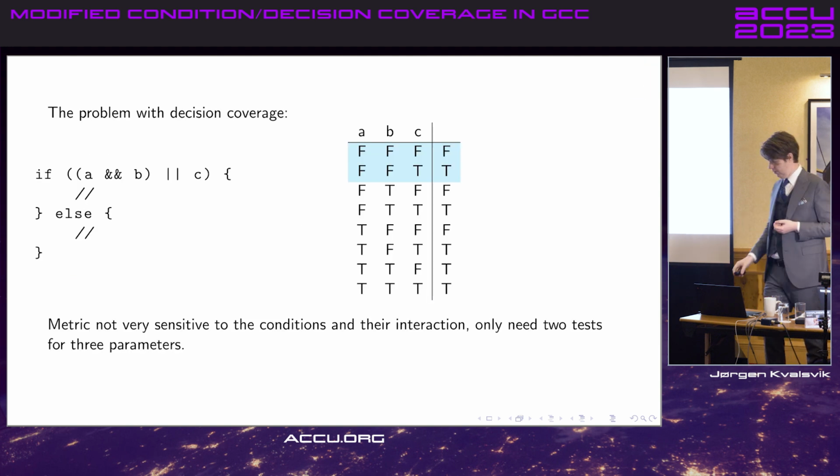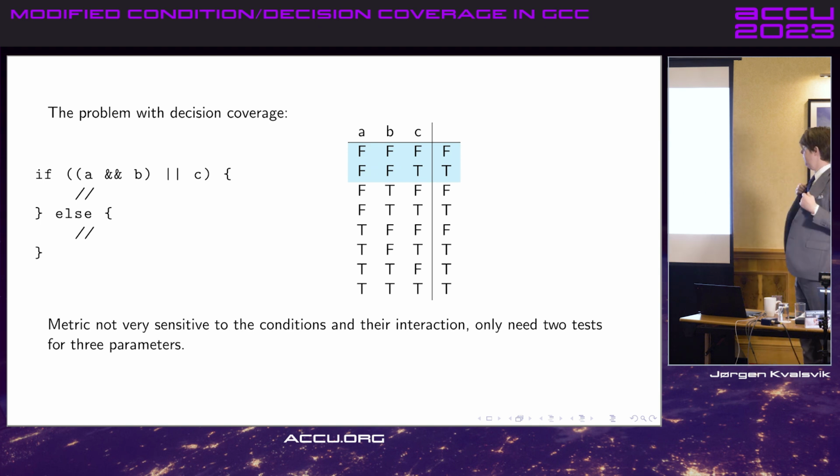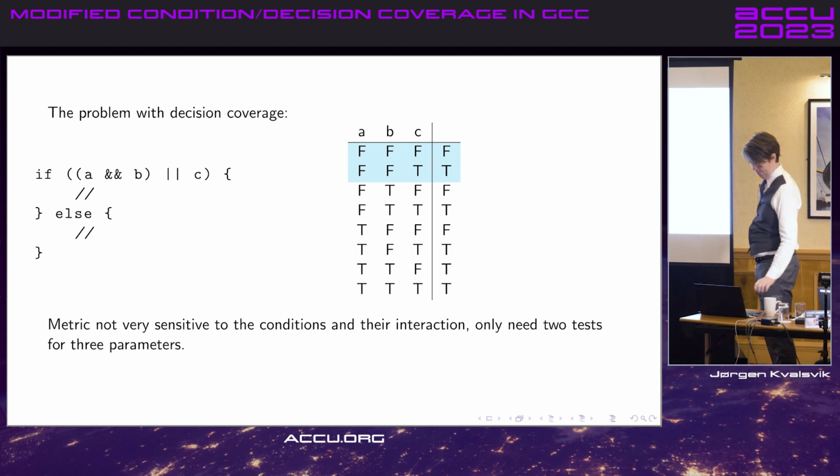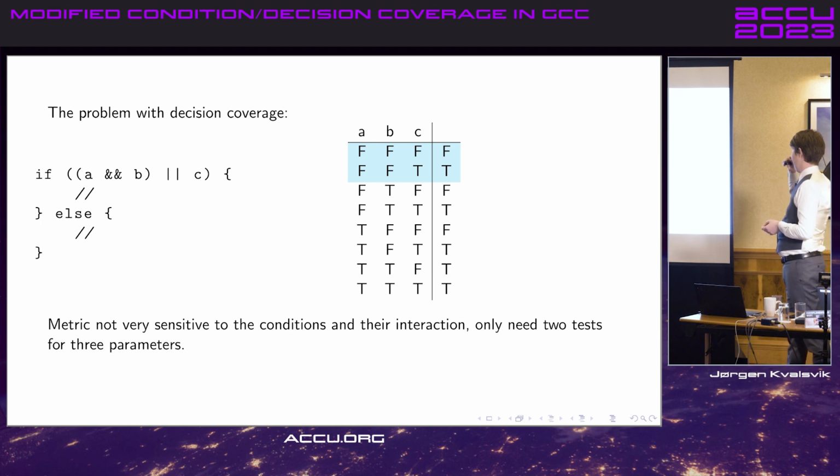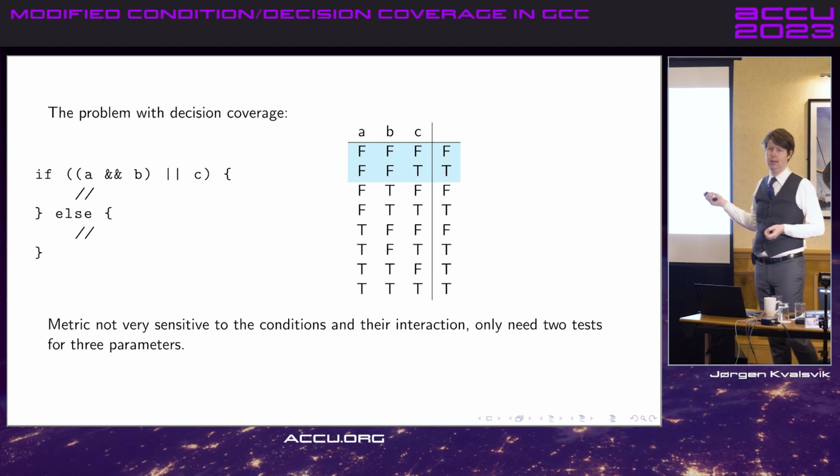So the problem with decision coverage, if you recall, is you need to test that both true and false are seen from an expression. Here we have 3 variables in it, right? We have the A, B, and C. And you now only need 2 tests to cover that. So you have 2 tests for 3 variables, right? It's a pretty weak input. And clearly there are interactions here that can't be captured with 2 tests.